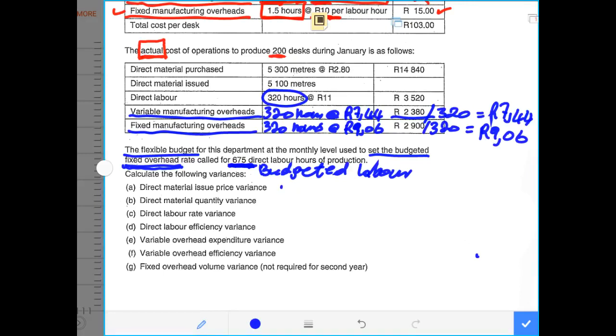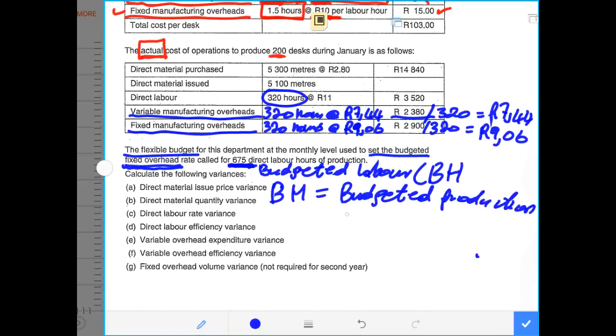With the budgeted hours, remember budgeted hours is normally abbreviated as BH. Our budgeted hours is equal to budgeted production times standard labor hours per unit. That is how we get to our budgeted hours.